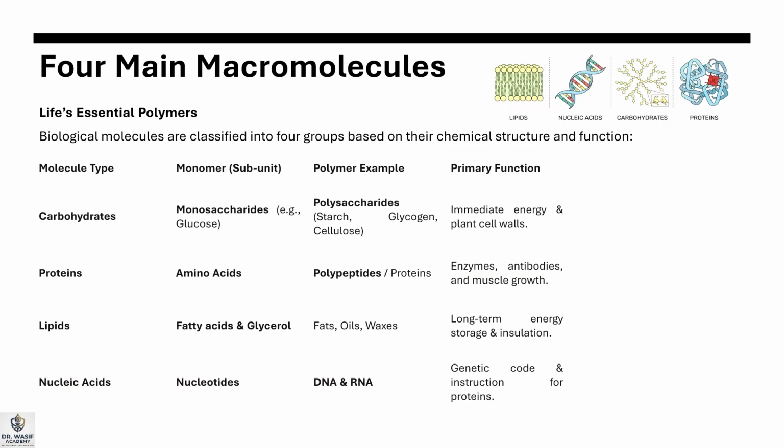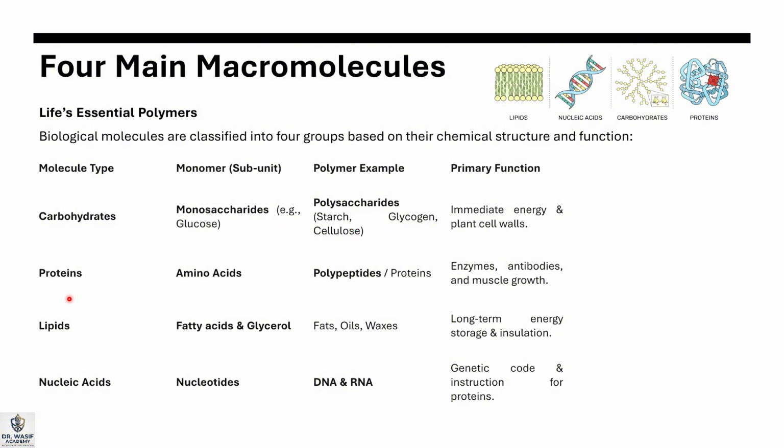Now that we have understood what these molecules are made of, let's look at the four main groups of life. For your easy understanding, I have put these into a table to make it easy for comparison. First of all, carbohydrates. The monomers, the building blocks, are monosaccharides like glucose. When you chain them together, you get polysaccharides like starch, cellulose, or glycogen.